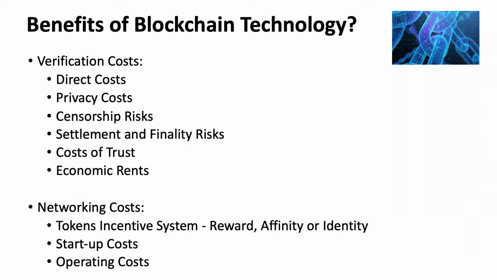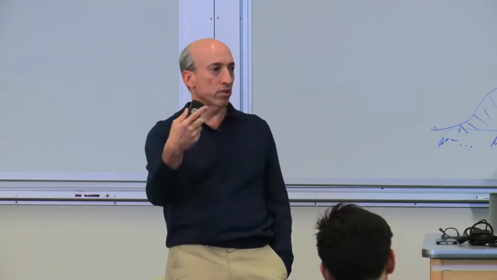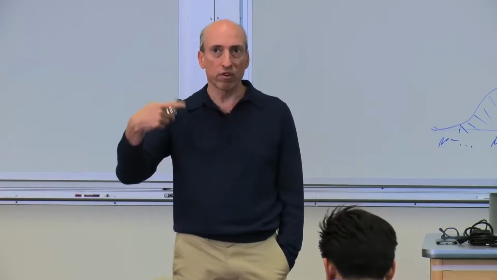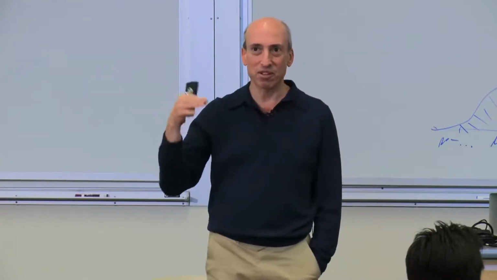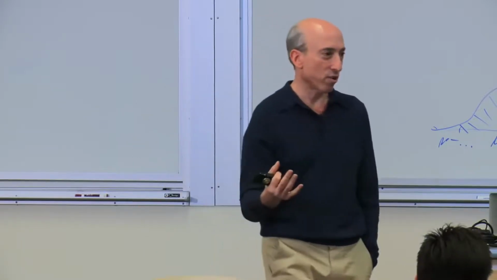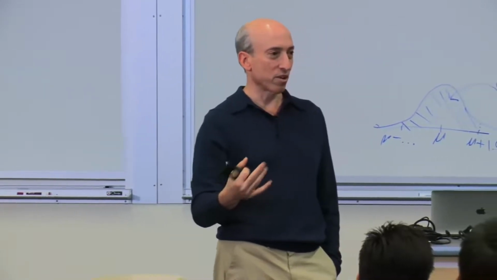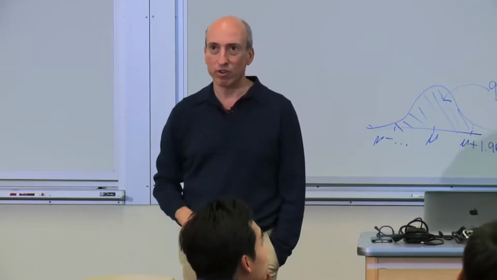So the benefits of blockchain, we reviewed this last Tuesday, so I'm not going to go through it again. But as you're thinking about which use cases and so forth, think of these costs of verification. Which of these are you really trying to hit? Or is it networking? And I changed the networking a little bit, but a token incentive system, which could be like the skins, rewards and affinity identity, could help you start it up or operate it. Or it could be like CryptoKitties, where it's a collectible. So that's another way that you have token economics floating in.